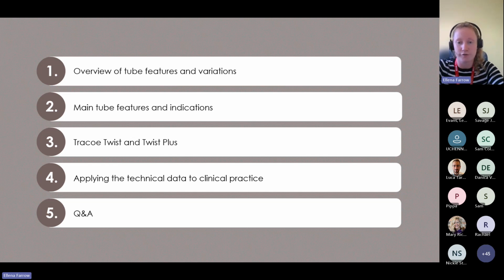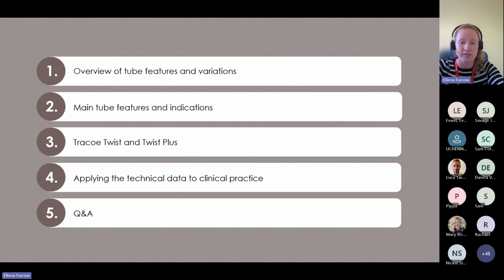So we're just going to have a look at the overview of tube features and variations with a little bit of a recap of some of the main features. I won't go into great detail about all the main features because a lot will be familiar to a lot of you, and obviously I could probably talk for 2 hours just on that. They will also be covered probably in a little bit more depth by some of our speakers afterwards as well. We're then just going to look at Traco Twist and Traco Twist Plus, including the important technical data, the dimensions, and why these details are really important when we apply them to clinical practice.